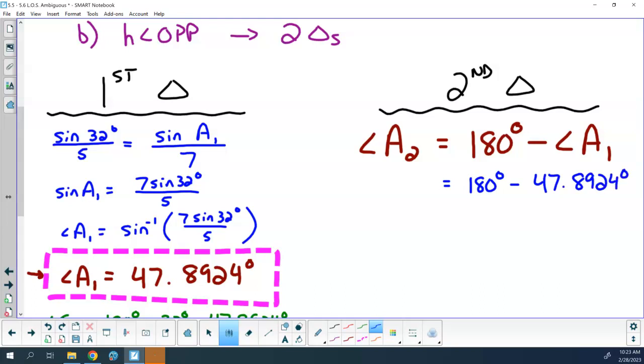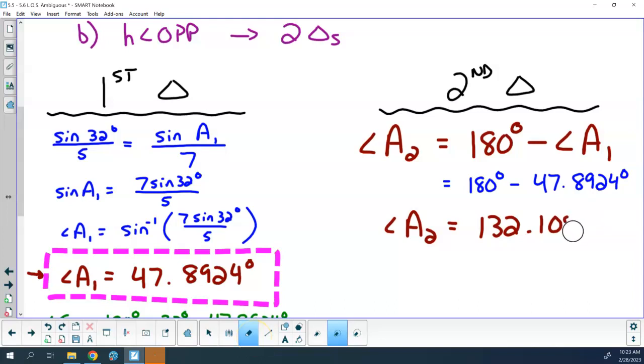Which I think somebody over here said earlier, when it started with the bait, that the angle that I came up with and the angle you came up with were supplemental pairs. I don't know. One of the two. No? So angle A sub 2 is going to be 132.108. Actually 1076. Sorry, I forgot we rounded to 4.